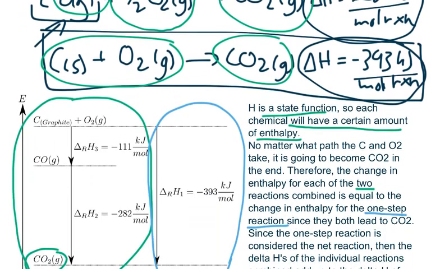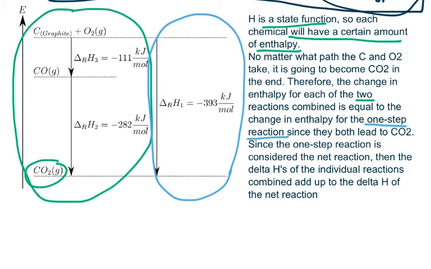So I think this concept is a little easier to understand using a diagram. We start with carbon in the form of graphite, which is apparently the natural form of carbon, and O2 gas. So, no matter what path the C and O2 want to take to get to CO2, the final product, the CO2, will have a much lower enthalpy than the C and O2 combined. But note that the difference between the enthalpies of C and O2 and CO2 will always remain constant.